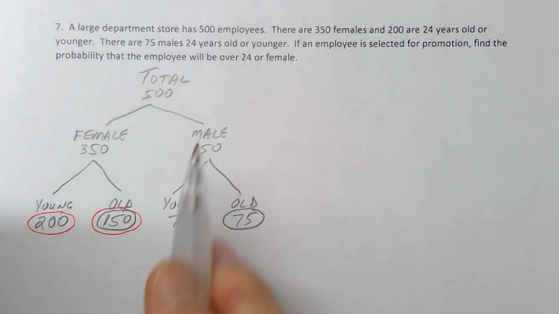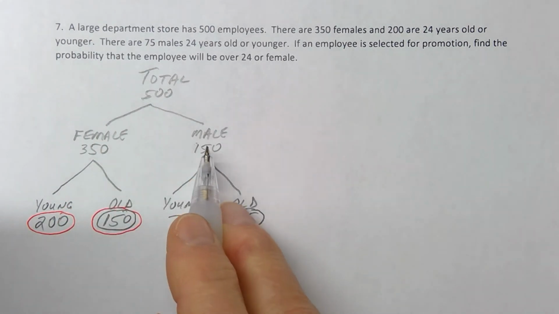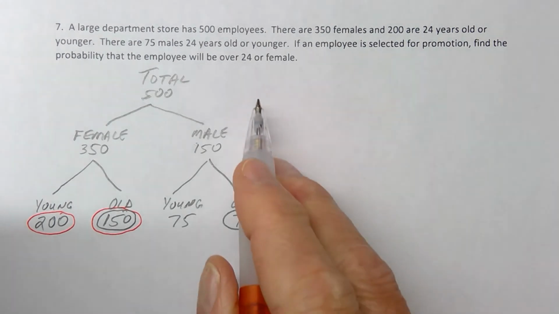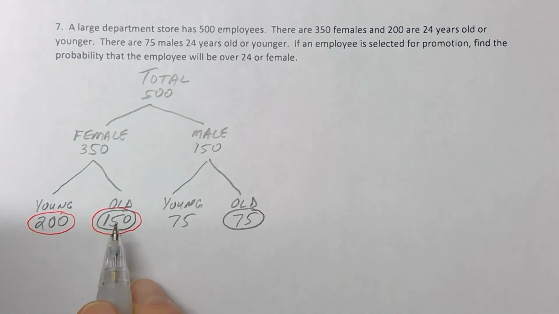Probability they're old. Well, that could be the old females, 150. Could be the old males, 75. Or female. Well, that could be the young females, 200. Could be the old females, 150. Now note that I counted these guys twice. We can't do that, all right?